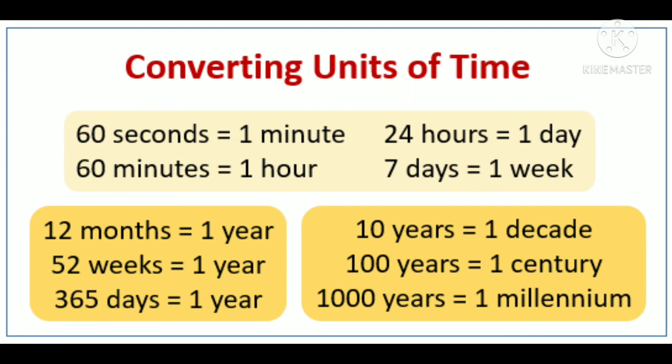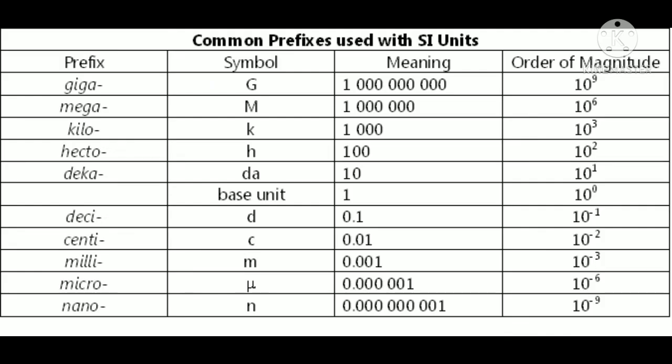Now we'll look at some prefixes used in SI units. The prefixes are given. See, giga, G, the order of magnitude is 10 to the power 9. Then mega, capital M, 10 to the power 6. Kilo, small k, 10 to the power 3. Hecto, small h, 10 to the power 2, meaning 100. Deca, small da, 10 to the power 1, meaning 10.